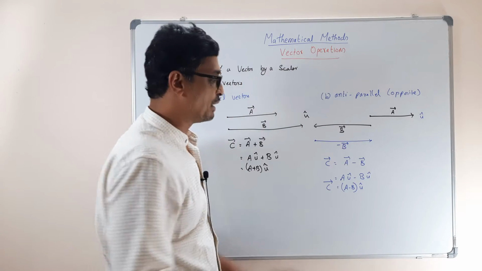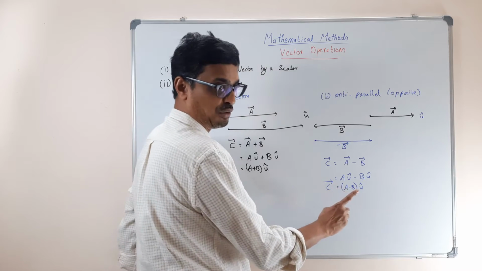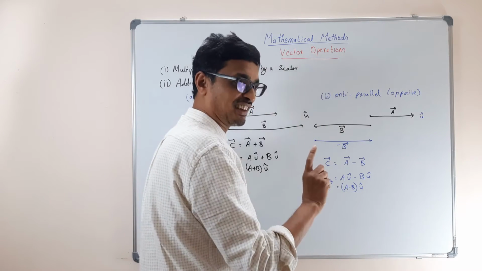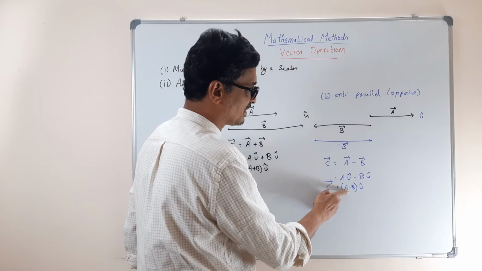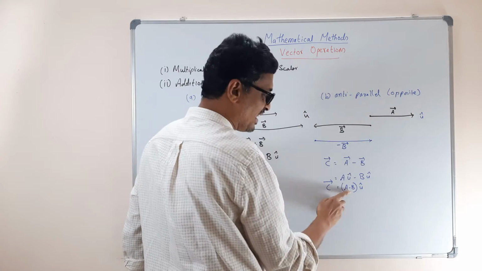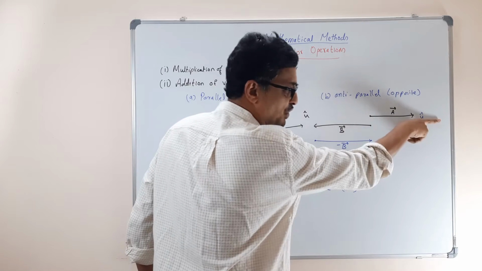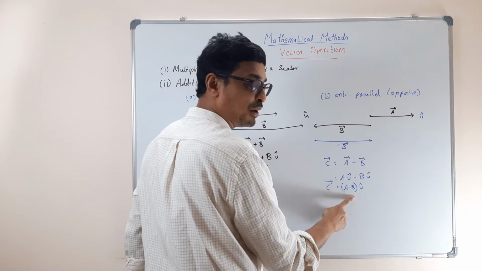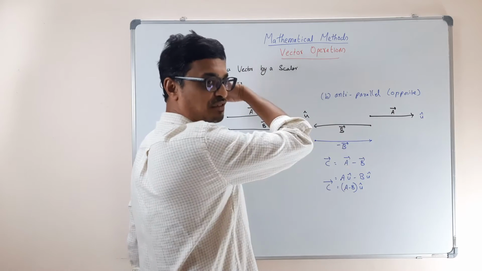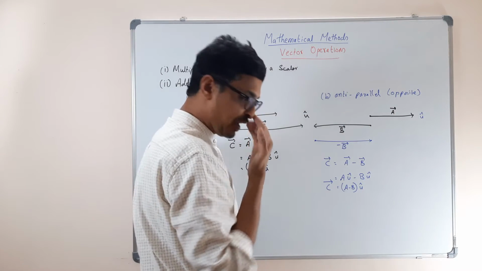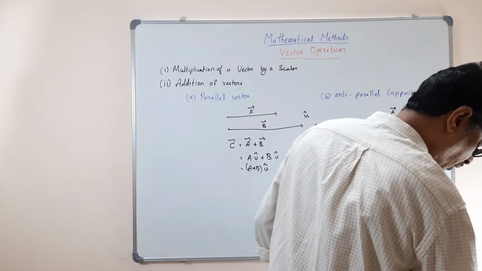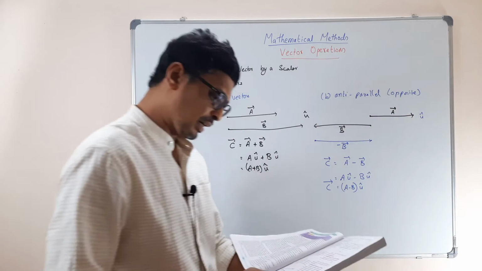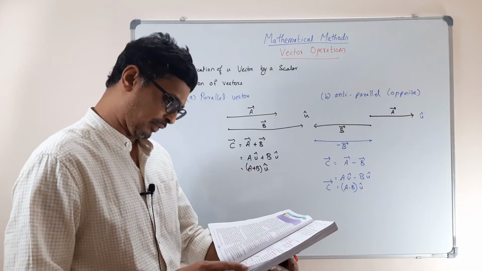So it depends upon which has the maximum magnitude. It takes the direction of the maximum magnitude vector. If A is maximum, then A minus B is going to be positive, so it takes the direction of the A vector. If B is maximum, then you will have the direction of the B vector. Okay, so this is what we could do for the addition of vectors in the parallel and anti-parallel cases.